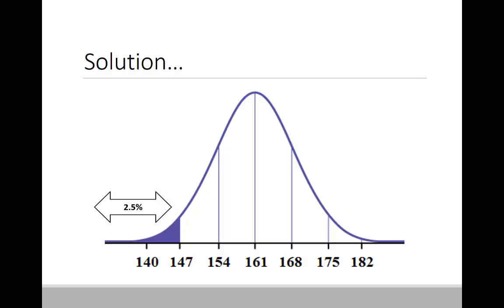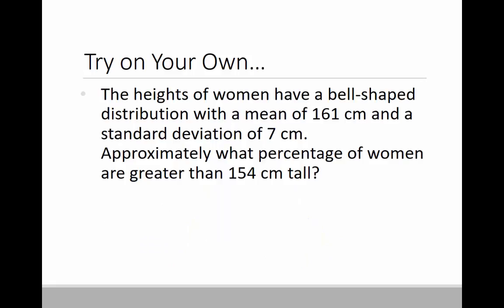Let's take a look at one more example. The heights of women have a bell-shaped distribution with a mean of 161 and a standard deviation of 7 centimeters. What percentage of women are greater than 154 centimeters tall? Pause the video here and see if you can answer the question yourself before moving to the solution on the next slide.